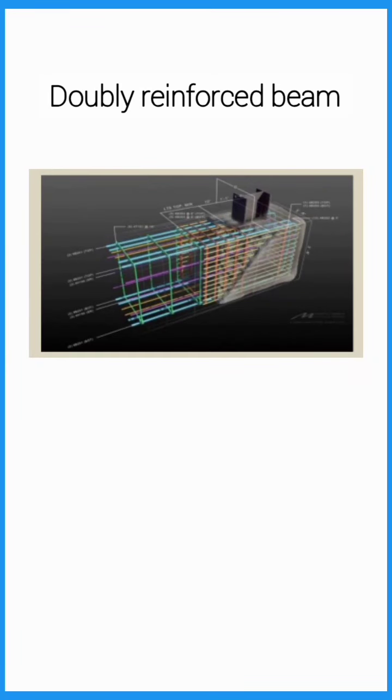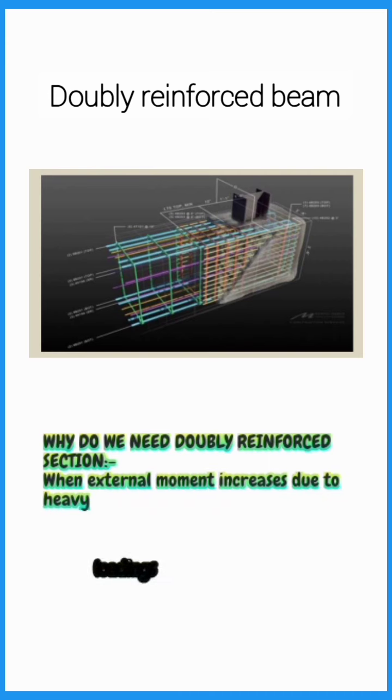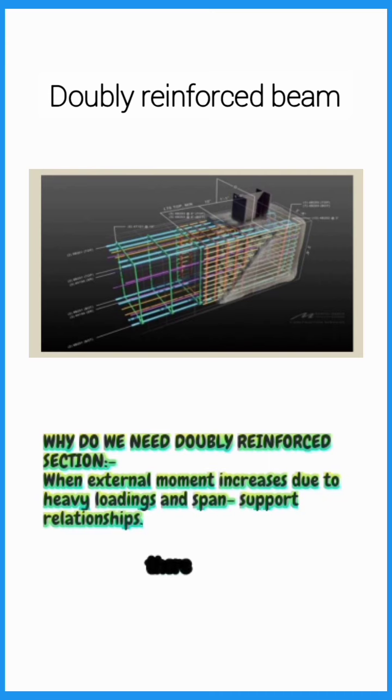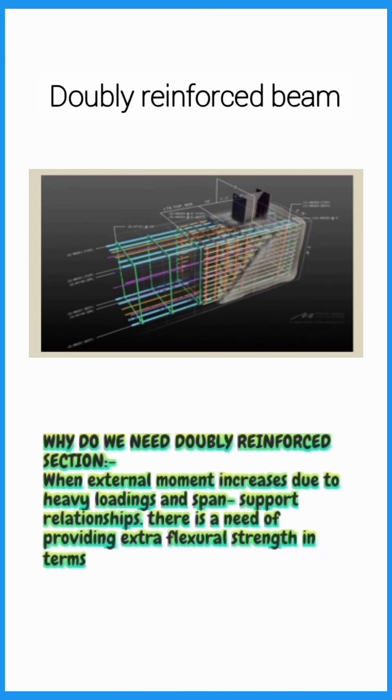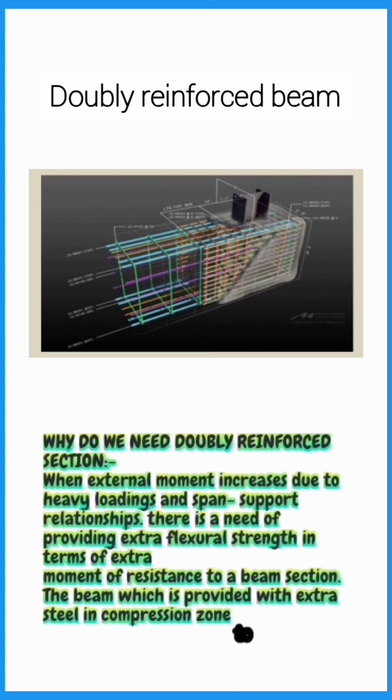When external moment increases due to heavy loadings in span support relationships, there is a need of providing extra flexural strength in terms of extra moment of resistance to a beam section. The beam which is provided with extra steel in compression zone to impart this extra flexural strength is known as doubly reinforced beam.